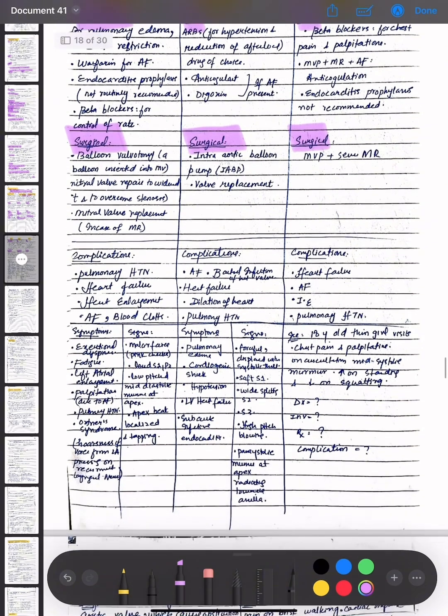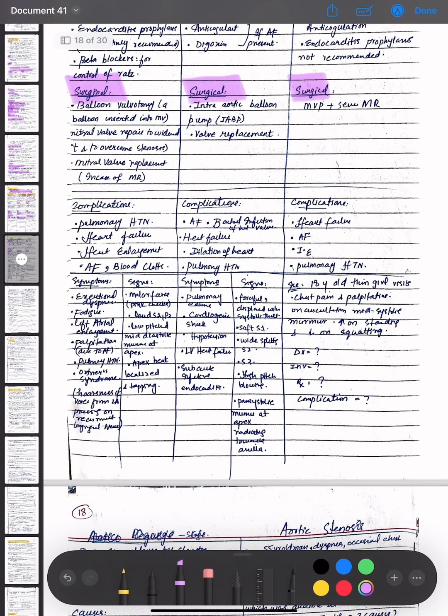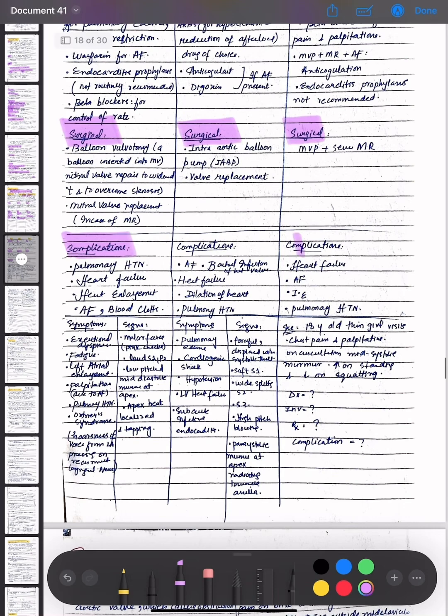The complications of mitral stenosis are pulmonary hypertension, heart failure, heart enlargement, atrial fibrillation, and blood clots. The complications of mitral regurgitation are bacterial infection of the valve, heart failure, dilatation of the heart, and pulmonary hypertension. The complications of mitral valve prolapse are heart failure, atrial fibrillation, infective endocarditis, and pulmonary hypertension.